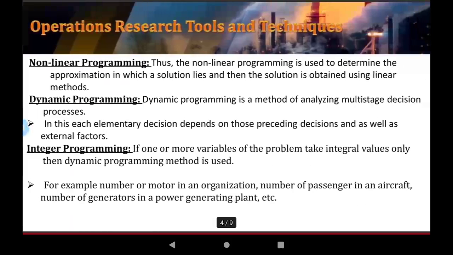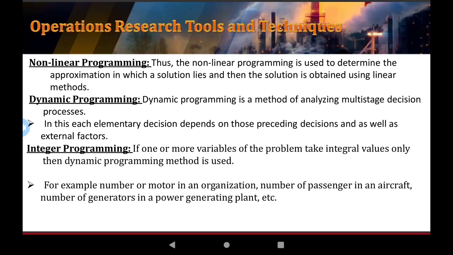Non-linear programming, which operation research also provides, offers tools and techniques. Non-linear programming is used to determine the approximation in which a solution lies, and then the solution is obtained using the linear method. Problems are solved using the linear method, and one technique is also dynamic programming.